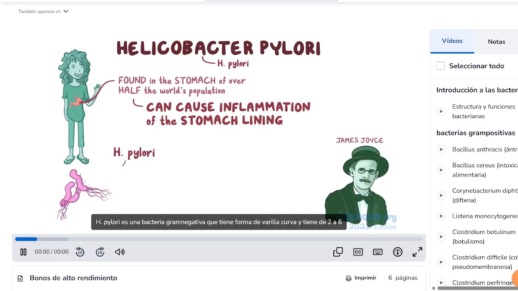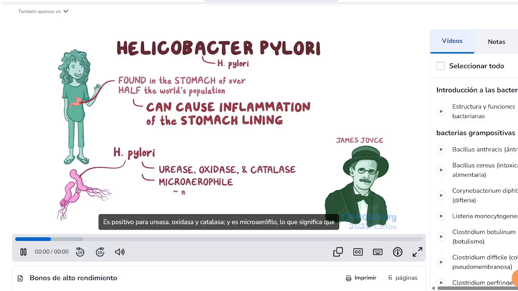H. pylori is a gram-negative bacteria that's shaped like a curved rod, and it has 2 to 6 flagella, kind of like multiple tails, all at one end, which it uses for movement. It's positive for urease, oxidase, and catalase, and is a microaerophile, so that means it needs oxygen to survive but requires less than the levels typically found in the atmosphere.